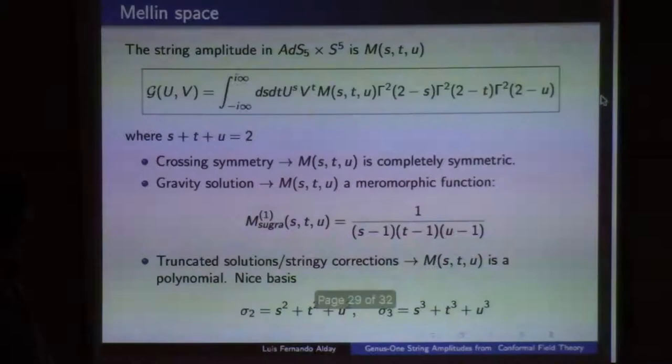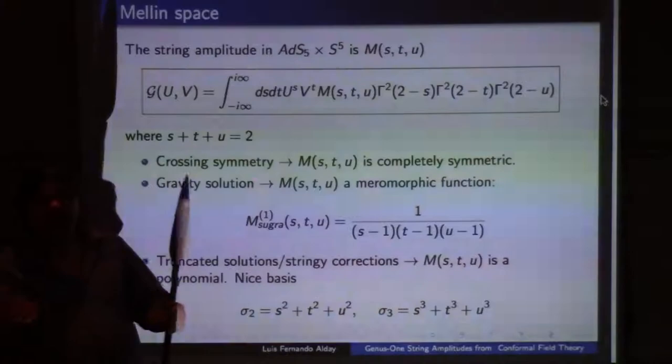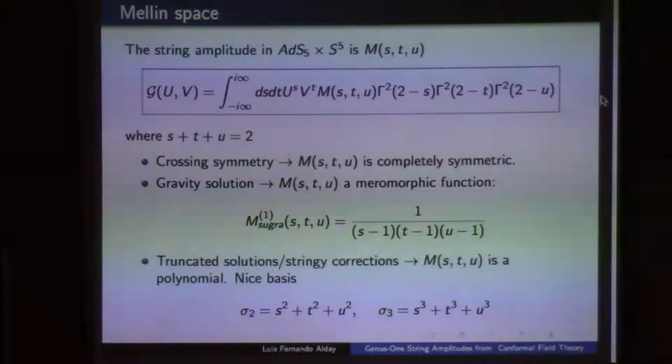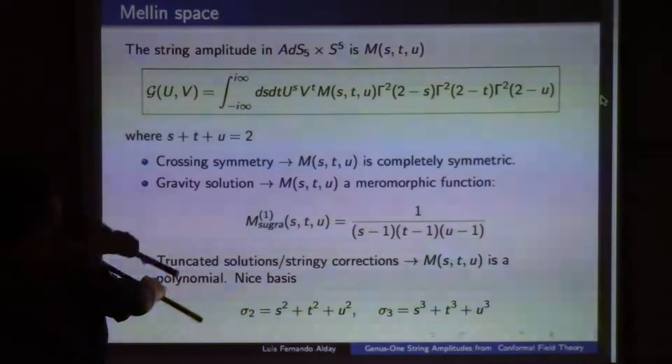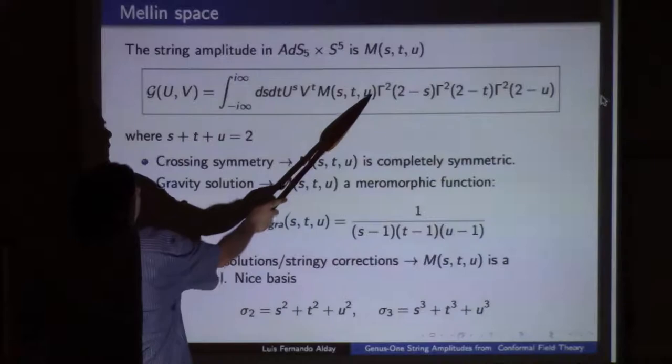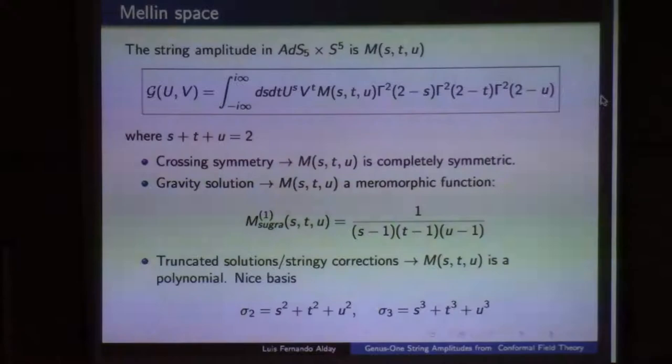really what we mean by the string amplitude in AdS5 times S5 is a Mellin transform, similar to a Fourier transform of the correlator. So instead of having the correlator of the cross ratios U and V, you define these Mellin variables, S, T and U, and then you define this transform of the correlator that we have just gotten. I mean, this is quite beautiful. I don't have much time to review that. However, I will tell you a few beautiful things.